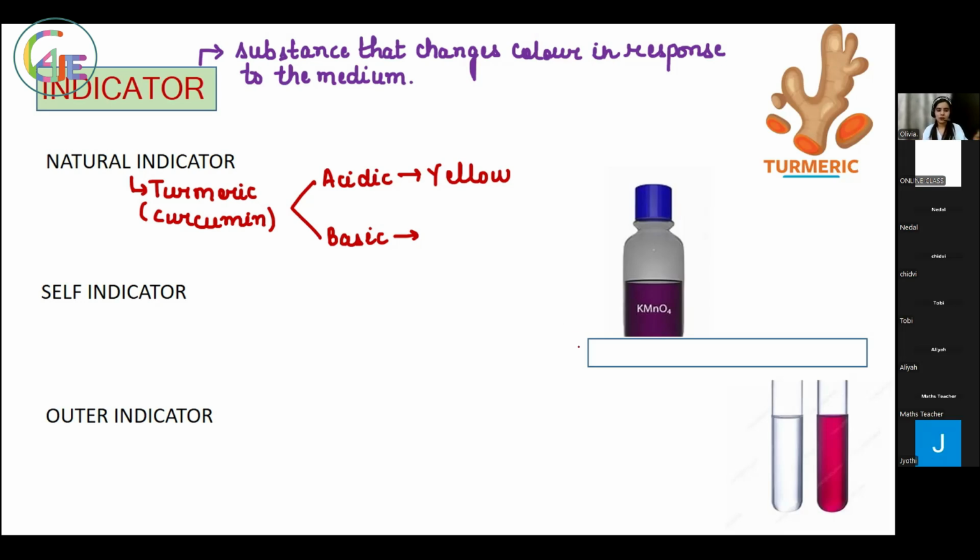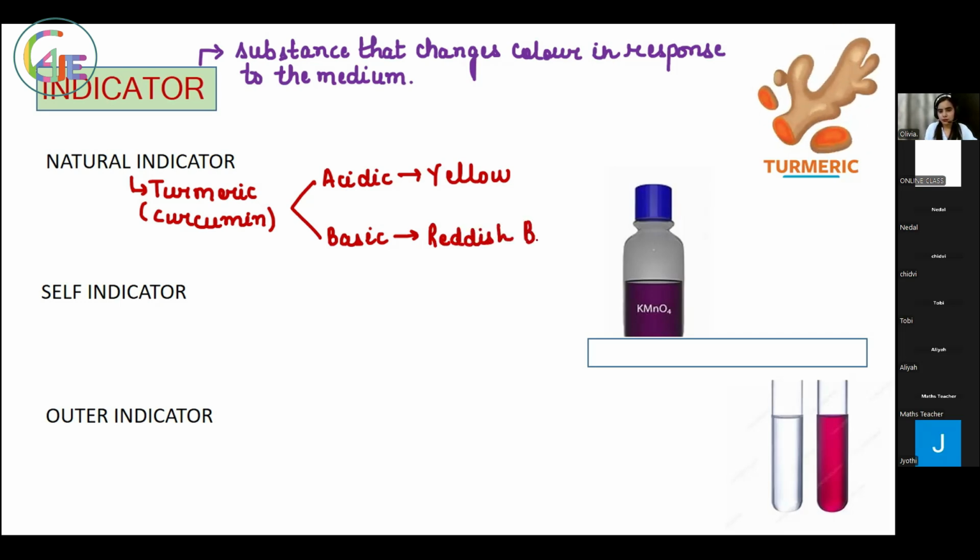Okay, if there's no one else giving me the right answer, I'll credit this answer to these two students. That's great. Let me tell you, the exact color is reddish brown. Whenever turmeric encounters a basic solution, the color changes into reddish brown. So both of you were really near to the answer. That's great. Reddish brown.